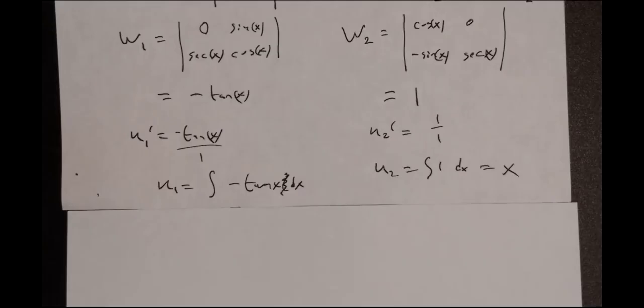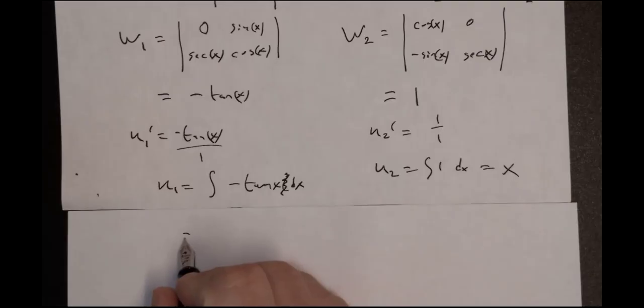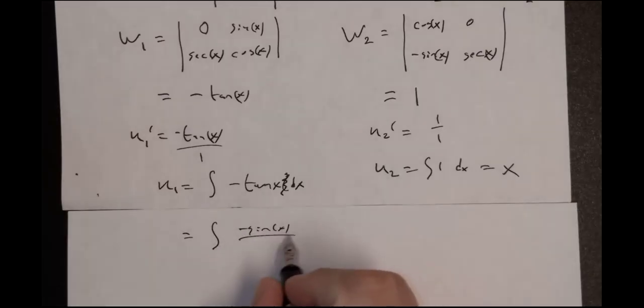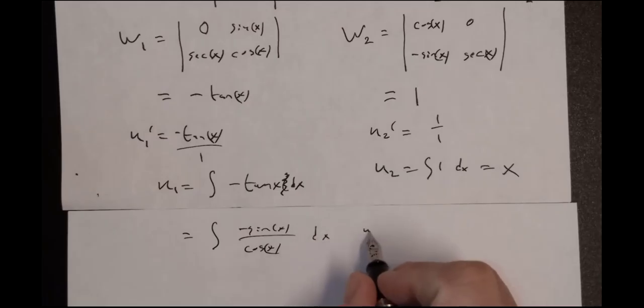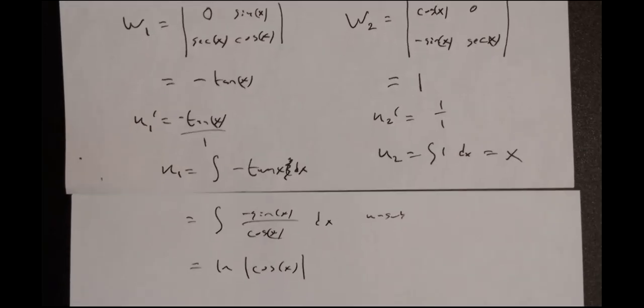How do I integrate tangent again? That's the integral of minus sine of x over cosine x dx. If I do the u sub for cosine of x, then the derivative of cosine is minus sine. So this is 1 over u. What's the integral of 1 over u? So I get ln cosine of x. Again, I really don't need a plus c.